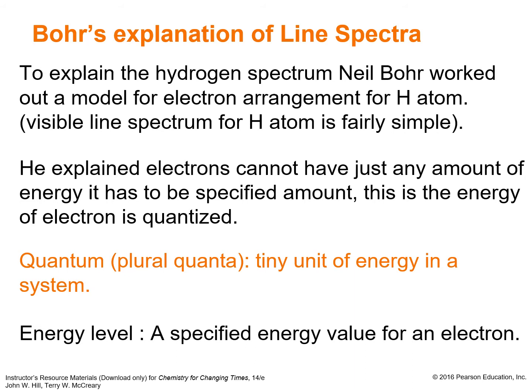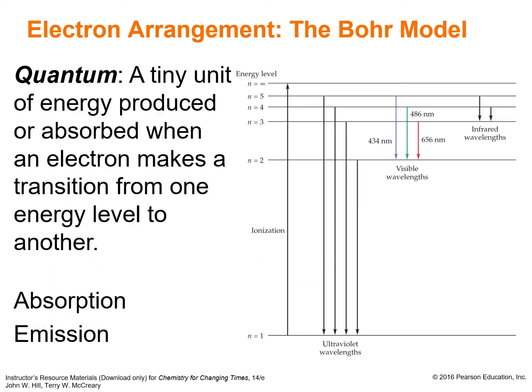But what is Niels Bohr's model? He explained that electrons cannot have just any amount of energy. It has to be a specific amount of energy, and that energy is referred to as a quantum, or in plural, quanta. So the tiny unit of energy in a system is referred to as a quantum, and an energy level is a specific energy value for an electron. I'll show you a diagram which will explain what I mean.